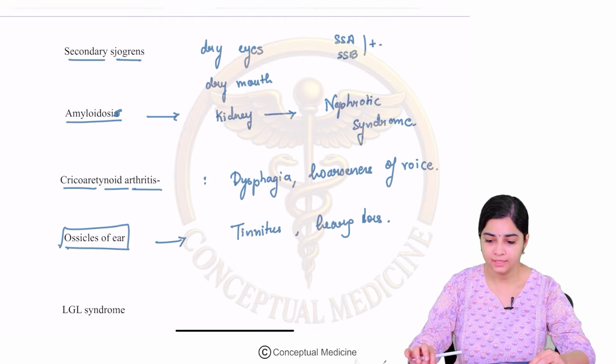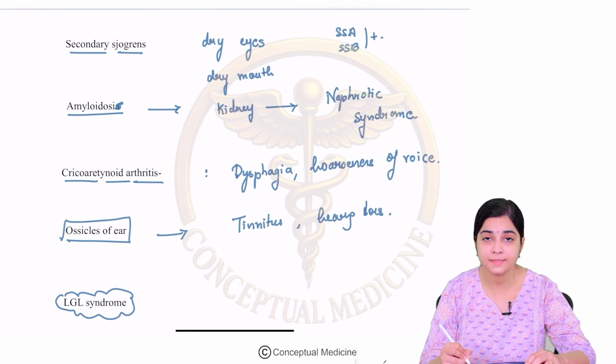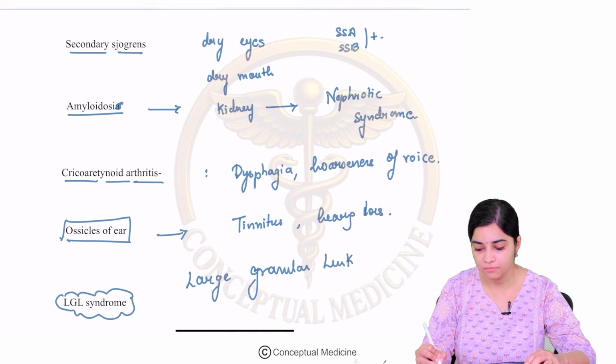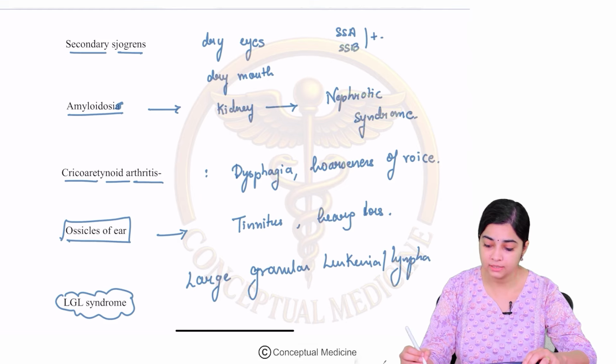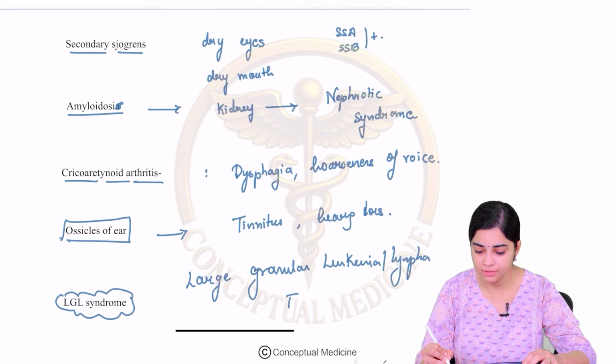Okay, fine. And lastly but not the least, we have something called LGL syndrome, which stands for large granular leukemia or lymphoma. This LGL leukemia lymphoma is a type of malignancy which usually occurs in chronic rheumatoid arthritis, especially in individuals who have an underlying Felty syndrome.